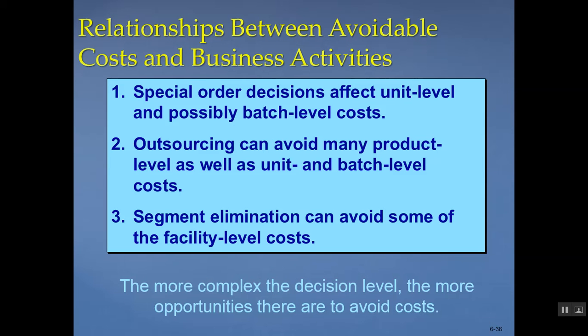Generally, special order decisions affect unit level and in some cases batch level costs. Outsourcing decisions can avoid these two types of costs as well as product level costs. And then finally, segment elimination may avoid all levels of costs, including some facility level costs. The more complex the decision level, the more opportunities there are to avoid costs.